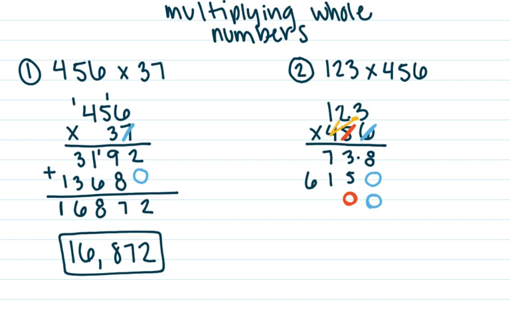So 4 times 3, 4 times 2, and then 4 times 1. And then we'll get to add. 4 times 3 is 12, so I carry my 1. 4 times 2 is 8, plus 1 is 9, and then 4 times 1 is 4. Add all of these numbers together.